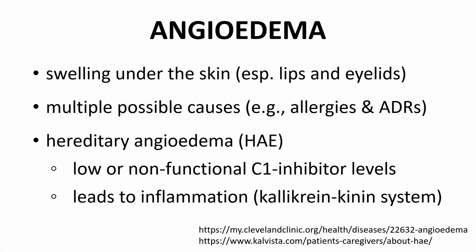What is angioedema? Angioedema is swelling that occurs beneath the skin and is commonly observed in the lips and eyelids. There are many possible causes such as allergies and adverse drug reactions. There is also a genetically linked form of angioedema, hereditary angioedema or HAE. HAE arises from low expression levels of or non-functional C1 inhibitor, which is a protein in the immune system. As a result, inflammation can result by way of the kallikrein-kinin system. Let's go to the next slide.